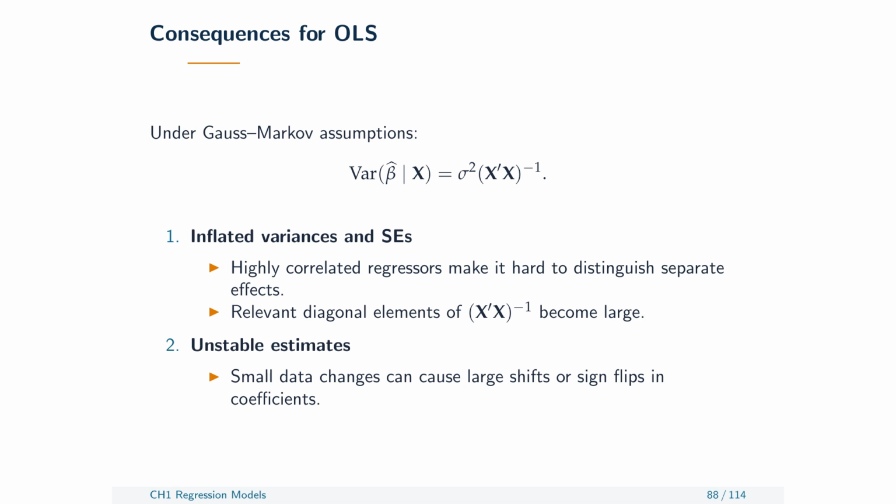Under homoskedasticity, the covariance matrix of beta hat equals sigma squared times the inverse of X transpose X. Highly correlated regressors make relevant diagonal elements of that inverse large. Standard errors rise because the data do not clearly distinguish the separate all-else-equal effects of variables that move together.